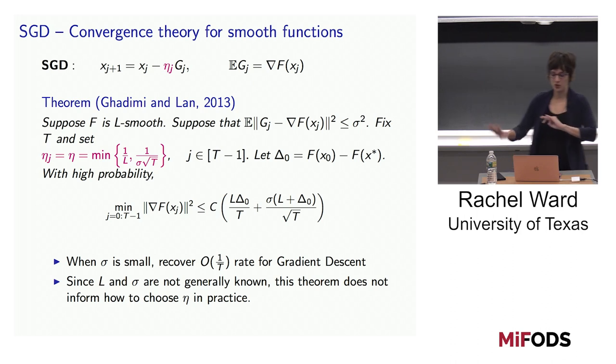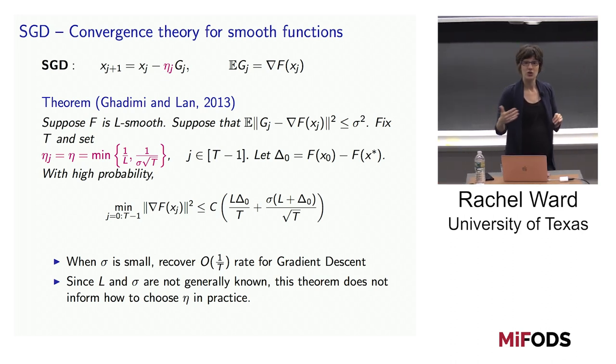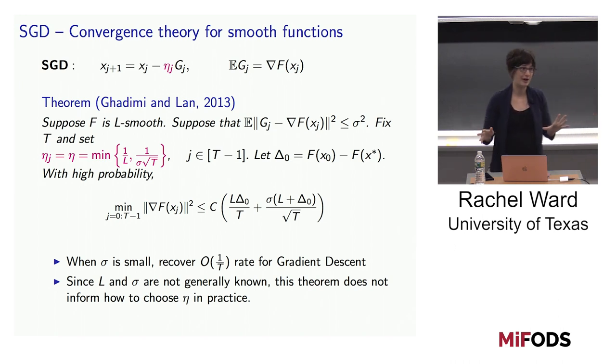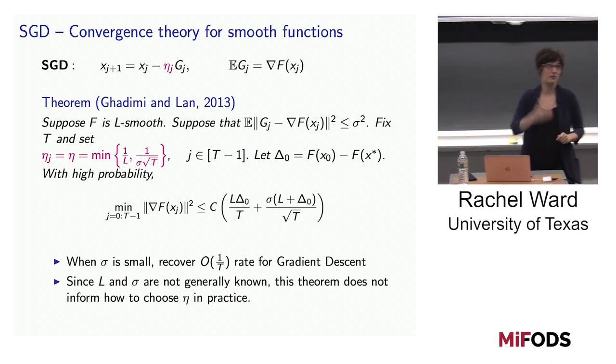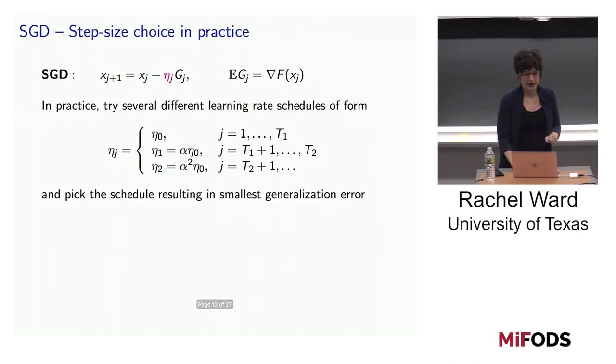OK, so this is the sort of convergence theory we want to try to match using a method that adaptively updates the step size and does not have to know L or sigma in advance. We want an algorithm that does not require these two hyperparameters for a theoretical convergence rate of this form. That's sort of where we're going with this talk.